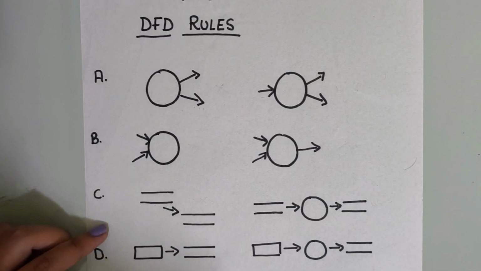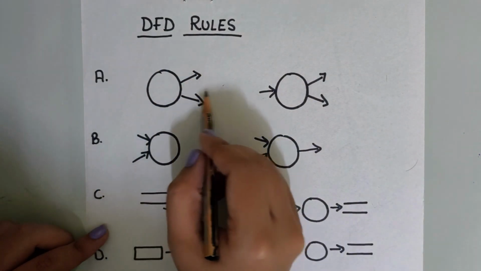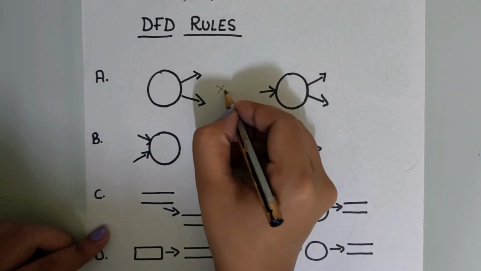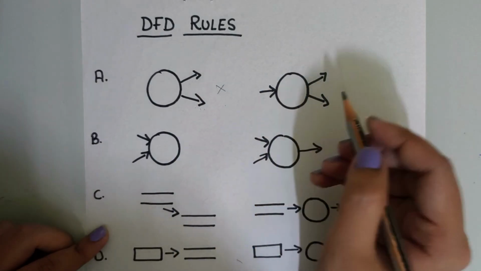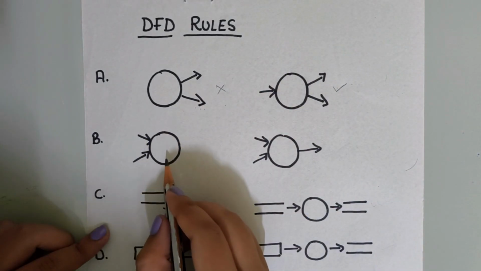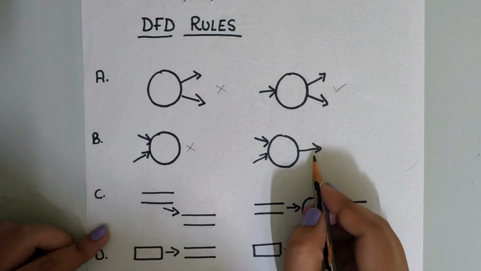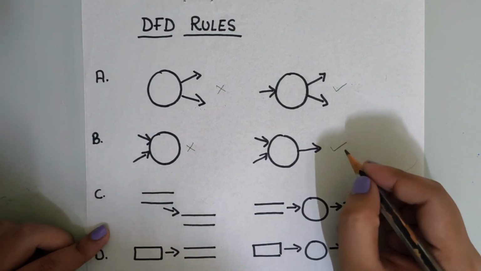There are some rules for DFD. First, no process can have only output, so this is incorrect. This process has some input, so this is correct. B. No process can have only input, so this is incorrect. This process has some output, so this is correct.